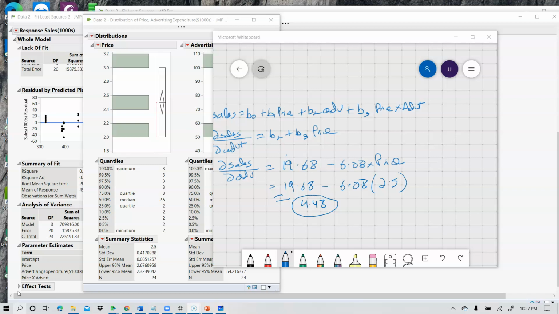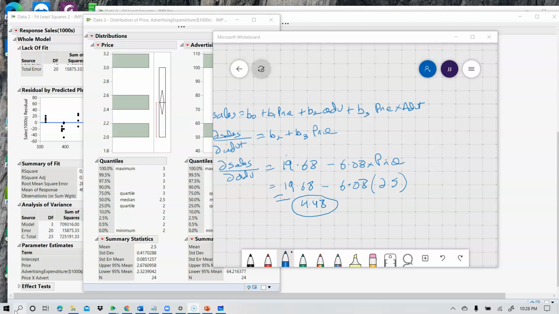In other words, increasing our ad spending by $1,000 when the price is $2.50 will increase our sales by 4,480 units. Now, of course, if we changed the value of price to a different value, we would get a different answer. So if we had a price at, let's say, $1, then we would have had 19.68 minus 6.08, which would have been 13.6. So an increase of ad spending by 1 unit would have increased our sales by 13.6 units at the price being $1.